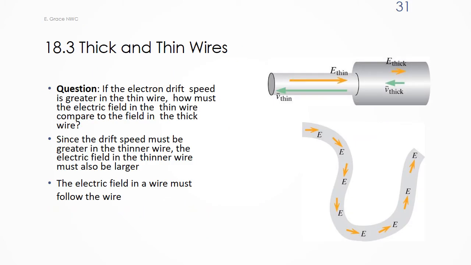Building on thick and thin wires, if the electron drift speed is greater in the thin wire, how must the electric field in the thin wire compare to the field in the thick wire? Well, if drift speed is bigger, then the field must be bigger. So the electric field in a wire is following the wire. There's this relationship between electric fields and currents and circuits.